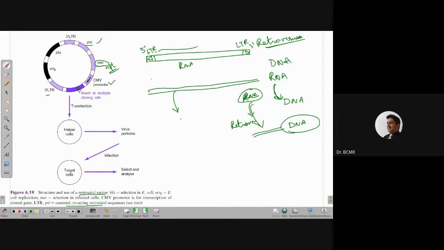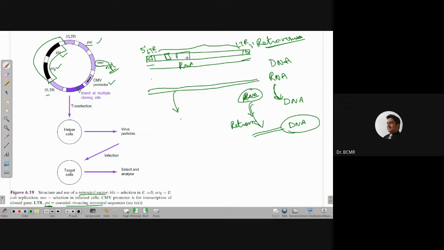Anything between the 5' LTR and 3' LTR is what can get integrated. This is the viral part. The rest of the part from here to here is only for cloning purposes: origin of replication in E. coli and the beta-lactamase or ampicillin resistance gene. So yes, these are the things. What significance PSI has, I'm unsure. I'll try to find out if there is any specific significance here.